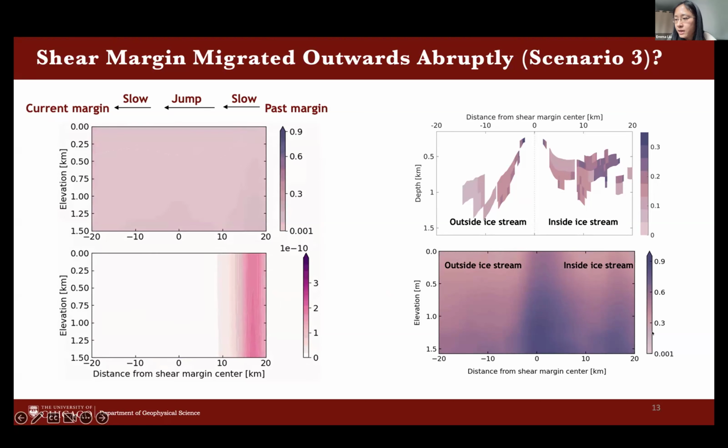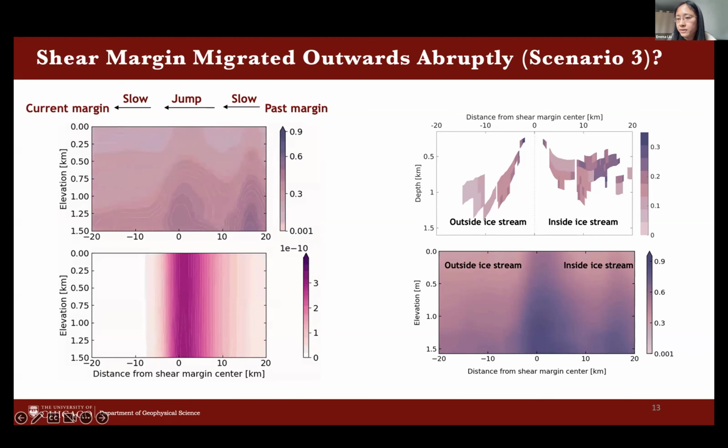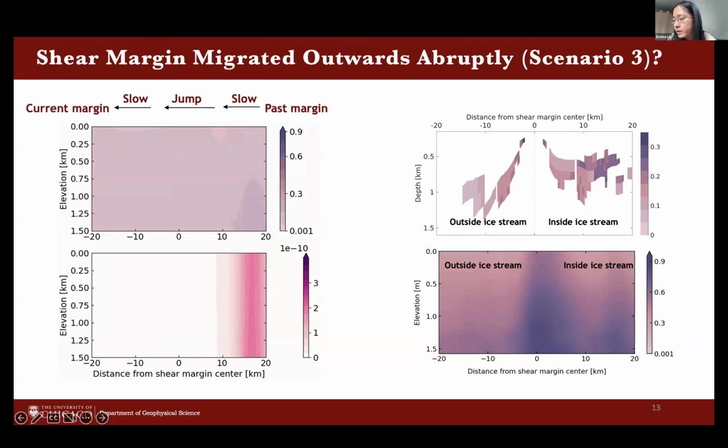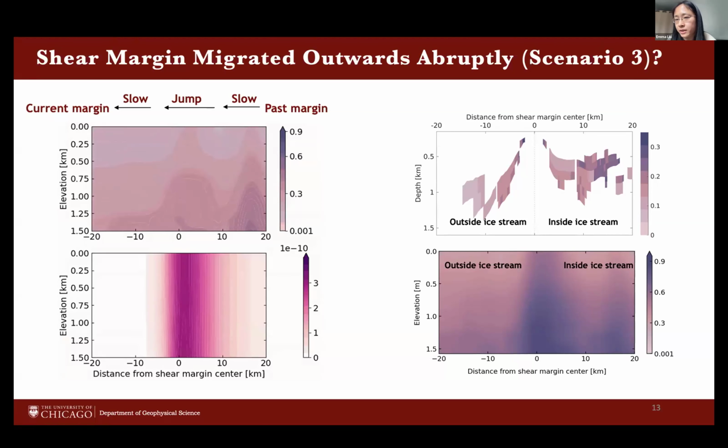So in this case, it produced two fabric peaks, as you can see, one at the older shear margin and one at the current day shear margin, which roughly match the observations that we see in the data.